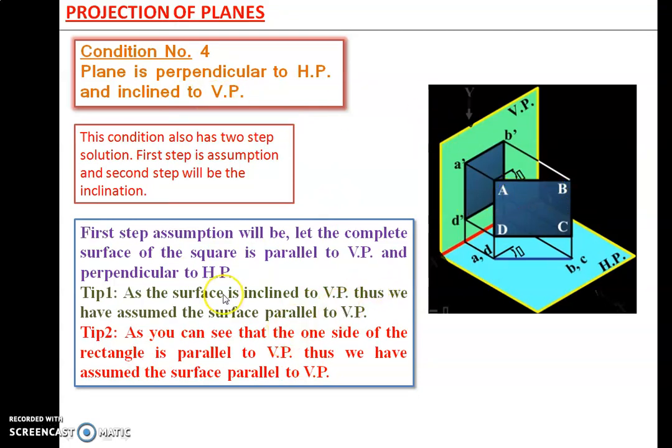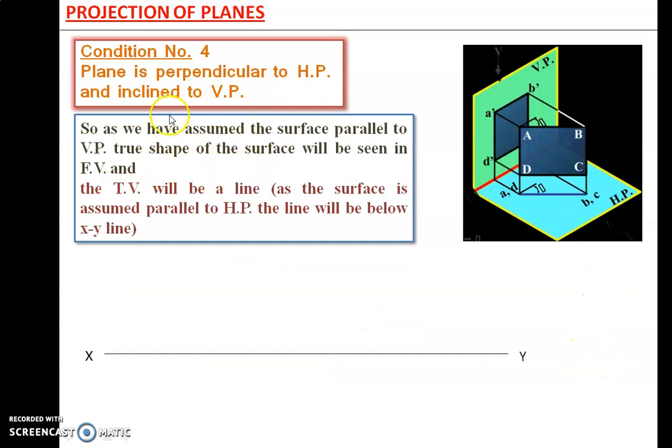But in the condition number 5 problem, this tip 1 will help you. So try to identify the assumption by using either the side, corner, or whatever is given of a particular plane. Now this is again the same problem. We will see how it can be drawn.